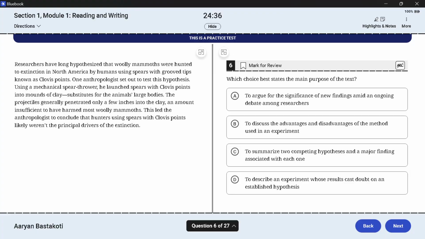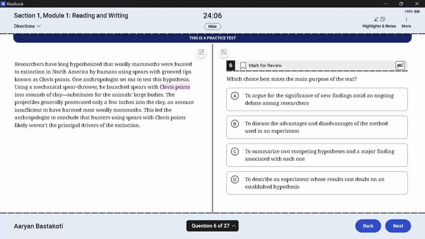One anthropologist set out to test this hypothesis using a mechanical spear thrower. He launched spears with Clovis points into mounds of clay, substitutes for an animal's large body. So this seems like an important point. The projectiles generally penetrated only a few inches into the clay, an amount insufficient to have harmed most woolly mammals. This led the anthropologist to conclude that hunters using spears with Clovis points likely were not the principal drivers of extinctions.